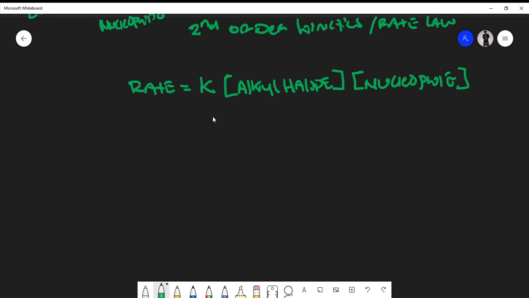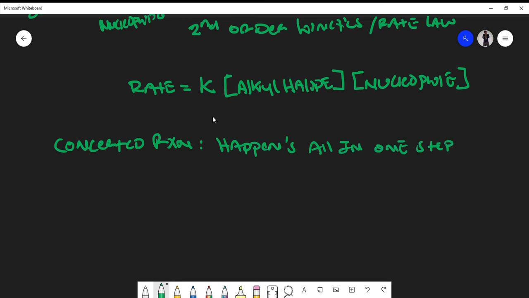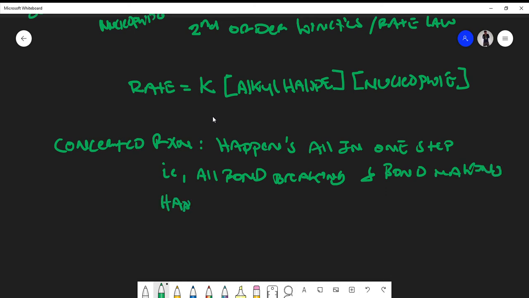Now, one of the big things with SN2 reactions, we say it is concerted. So it's a concerted reaction, and that just typically means that it happens in one step. It all happens in one step. In other words, what we're saying is that all bond breaking and bond making happens in one step. Okay? So that's what we mean by the reaction is concerted, or in other words, happens simultaneously, is another word we could use.